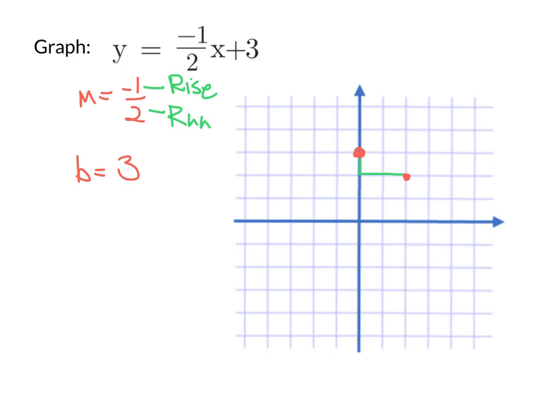We can continue from there. Rise -1, run 2, all the way across our graph. And all of our points are going to line up in the same spot. So we grab our straight edge and draw the line. Put arrows at the end, and there we have a really good line.